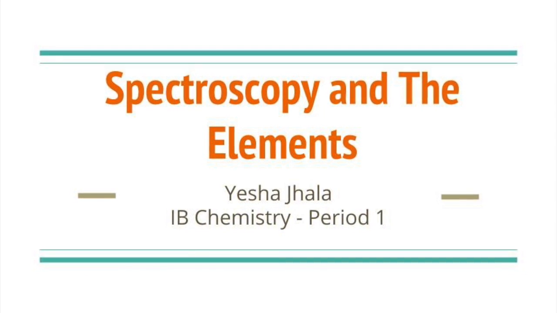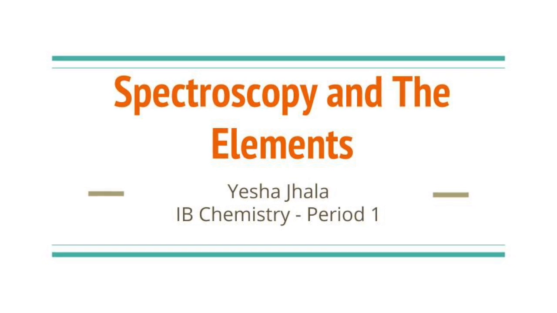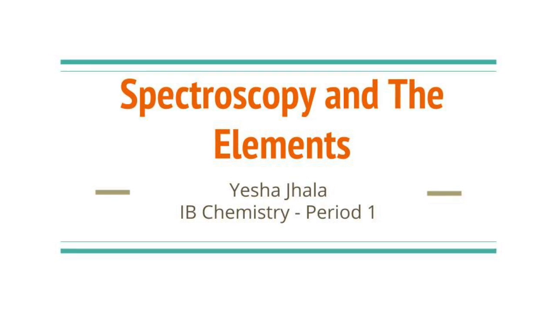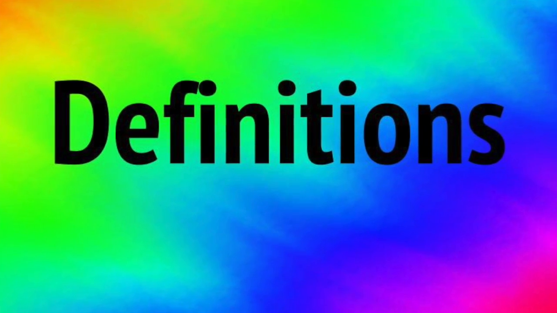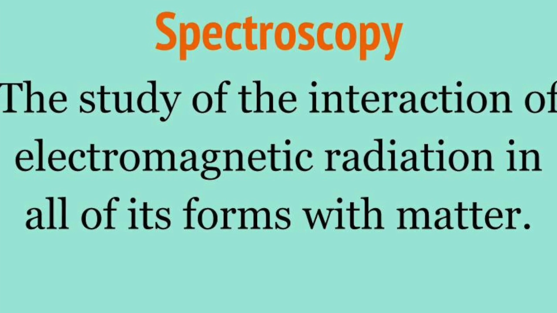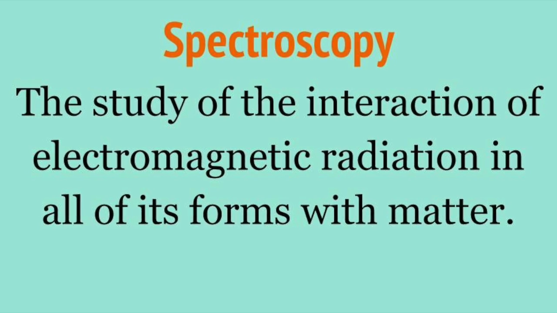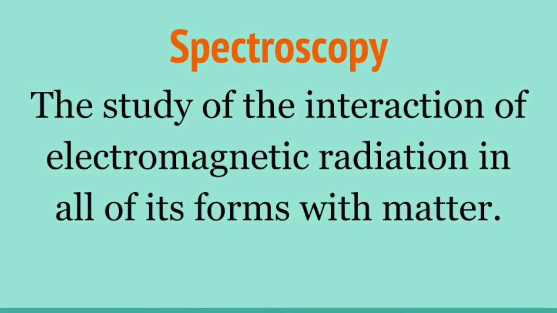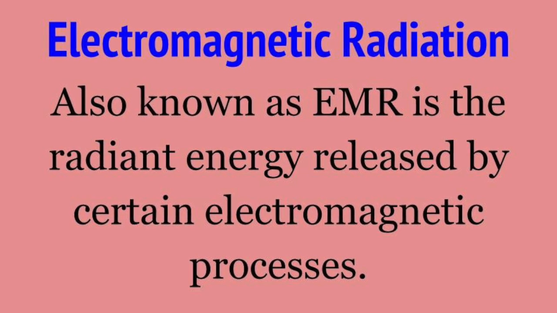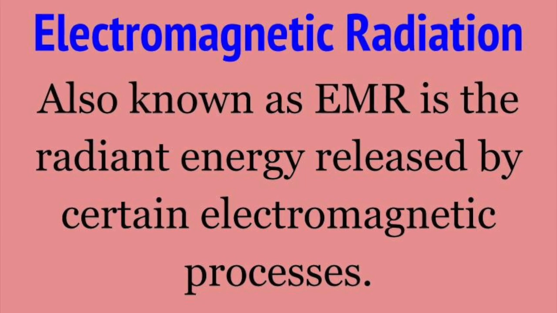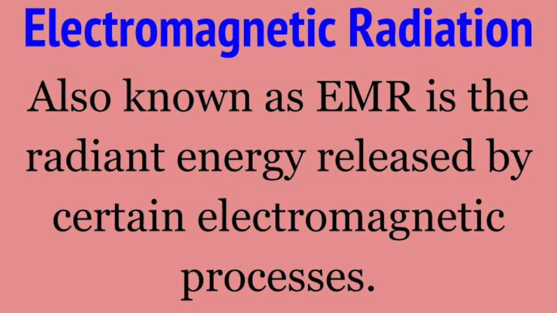Today's topic in IB chemistry videos is spectroscopy and how we can identify the element using spectroscopy. First off, let's define some words so you don't get lost. Spectroscopy is the study of the interaction of electromagnetic radiation in all of its forms with matter. Electromagnetic radiation, also known as EMR, is the radiant energy released by certain electromagnetic processes.